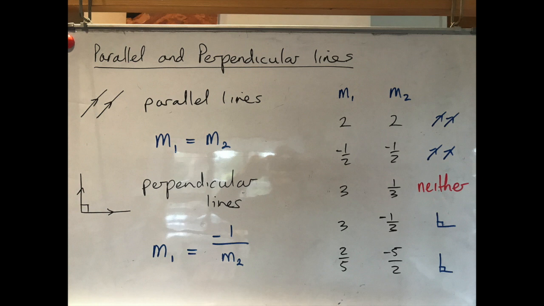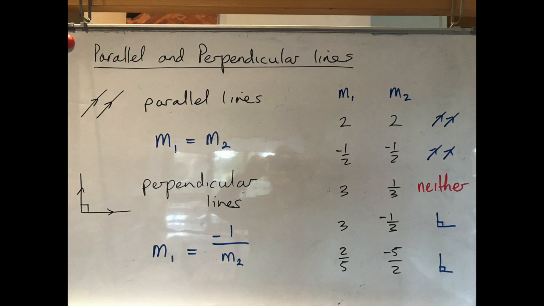So parallel we represent with those two lines with arrows on them running in the same direction. Perpendicular means a right angle. So the lines meet at a right angle. And here's some examples. So if your first gradient was 2 and your second line had a gradient of 2 as well, they would be parallel. If the first one had a gradient of -1/2 and the second one had a gradient of -1/2, parallel.